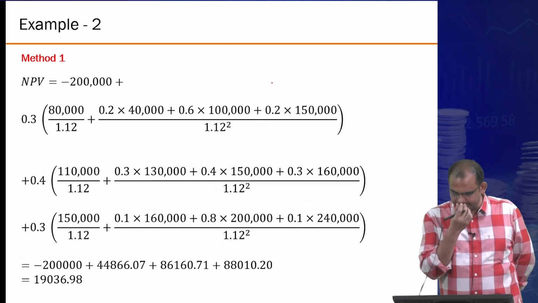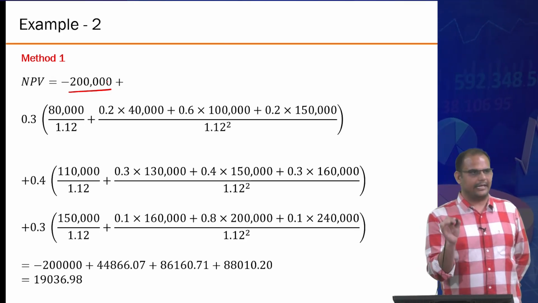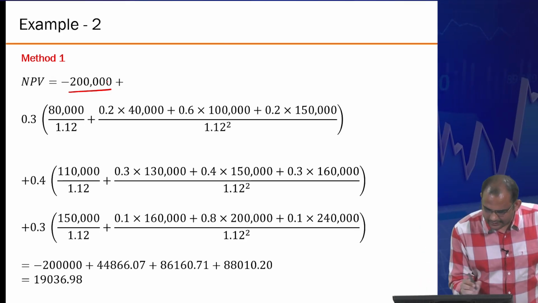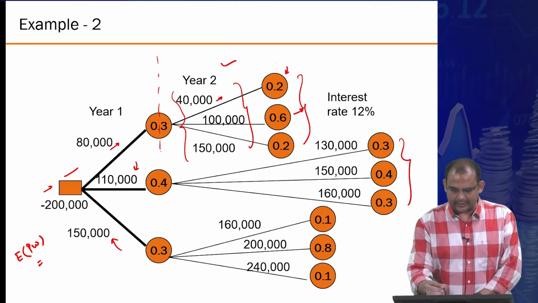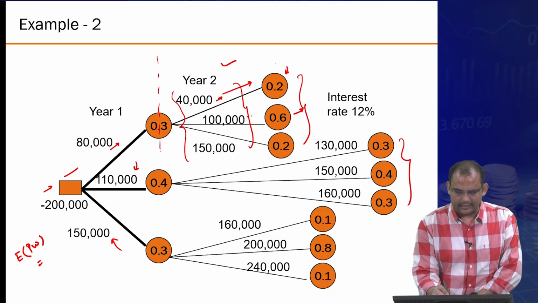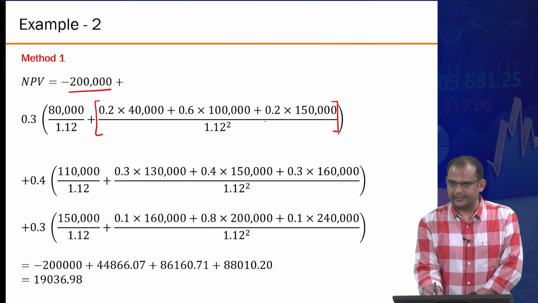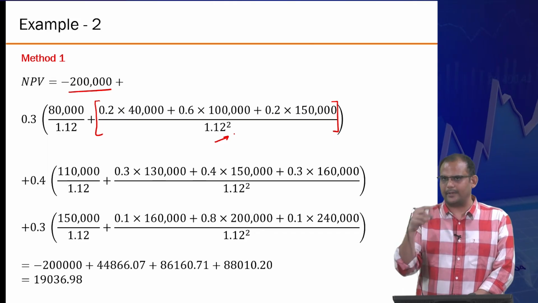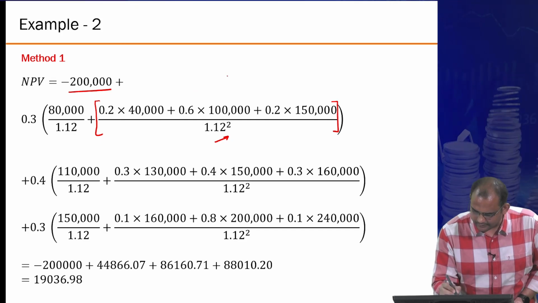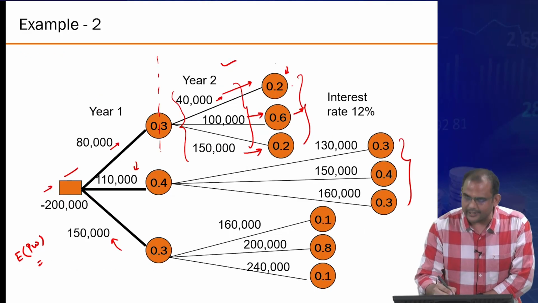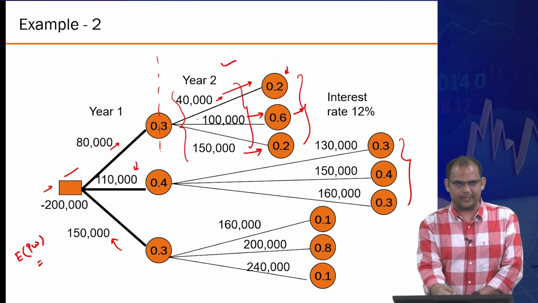Okay. First method, if you want to calculate the NPV, the first value is okay. There's no probability distribution. It's an initial cost without any probability. First look at this term: 0.2 into 40,000, 0.6 into 100,000, and 0.2 into 150,000. And this will be discounted by 2 periods, so 1.12, since 12% is your rate. So you have converted all these series into an expected cash flow of year 2 for this particular node, right?